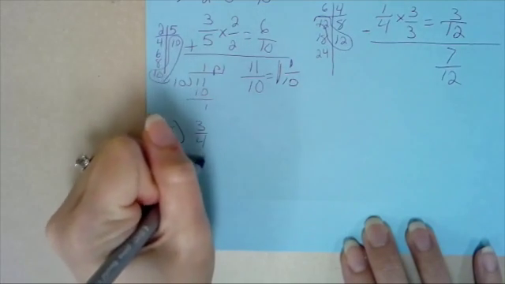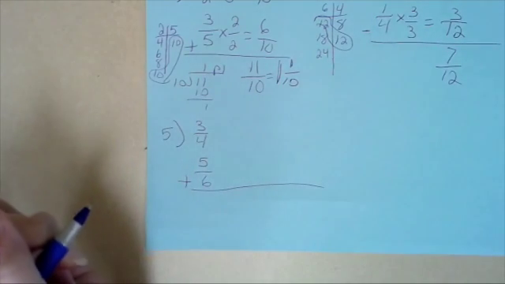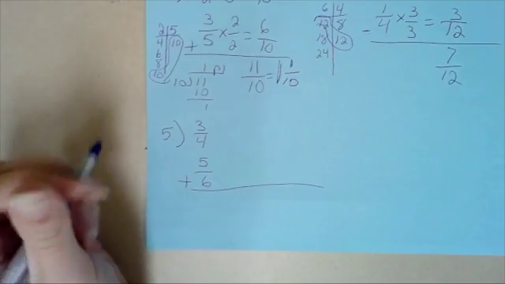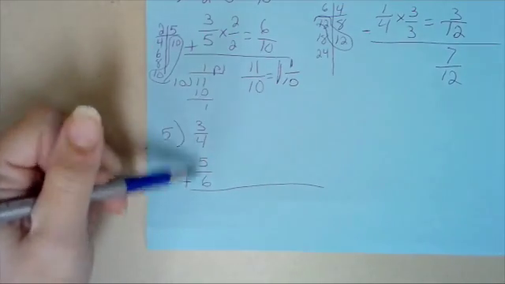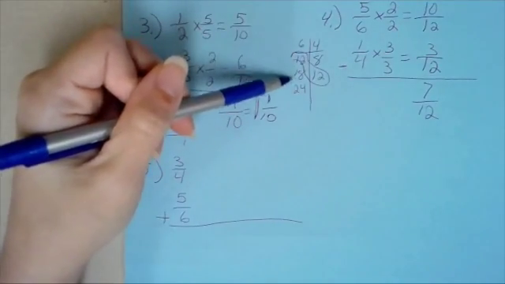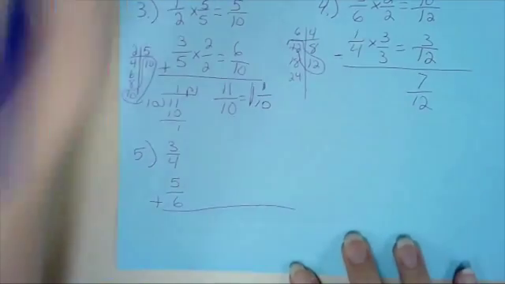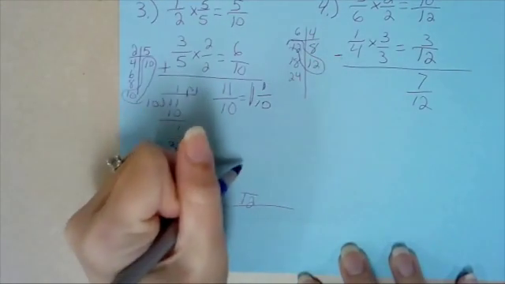3/4 plus 5/6. Now, I'm going to work smarter, not harder. I just did a problem with 4 and 6 as denominators on number 4 right here. I don't need to find a common denominator again. I just found it a second ago. My common denominator is 12. So I'm going to write down my 12.